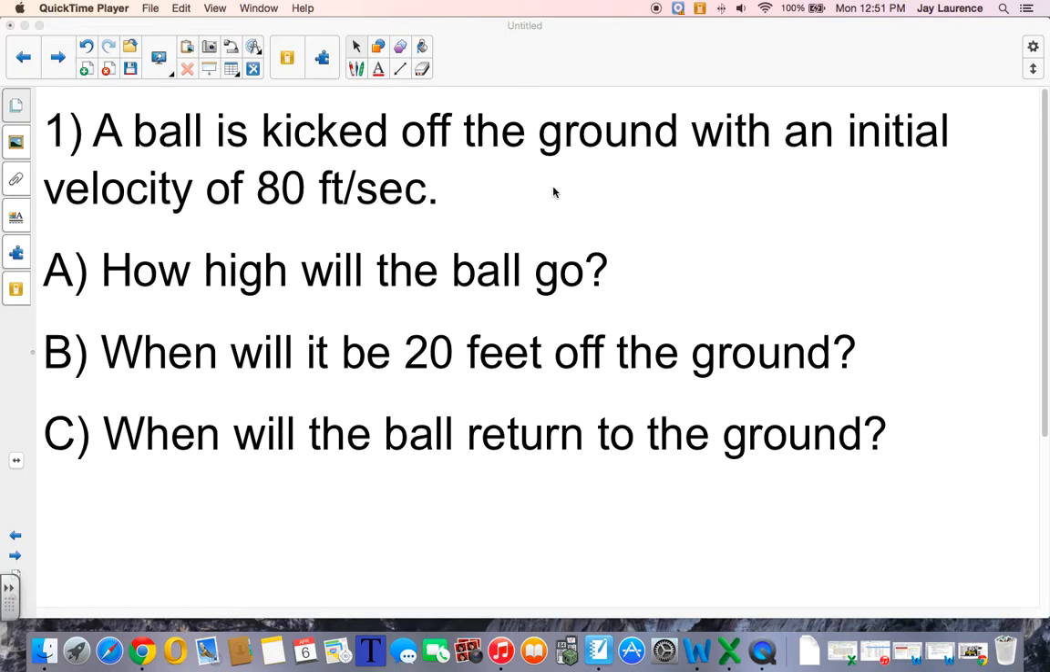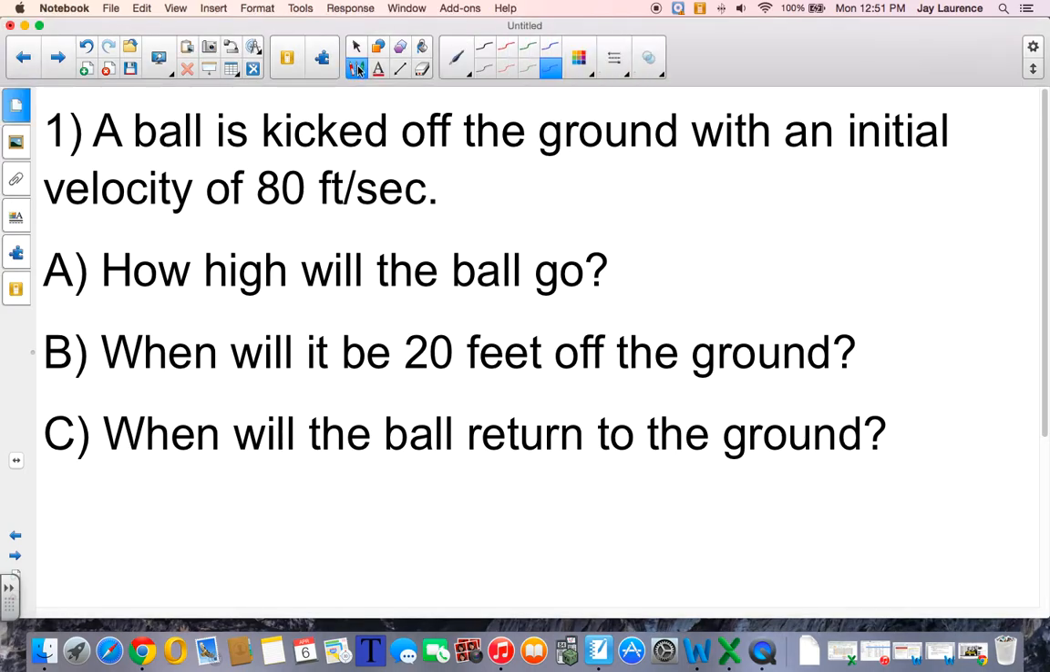I'll give you the equation in both cases. This first one here, I didn't even read it yet, and I saw this feet per second. Since I'm talking about feet per second, my equation is going to be this one. Right? Because I'm in feet per second. If I were in meters per second, the only thing that would be different with this lead coefficient would be a negative 4.9.